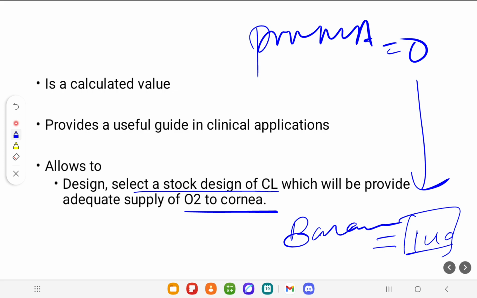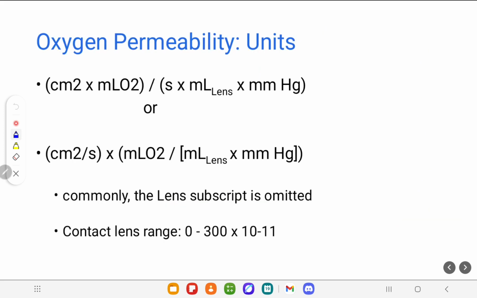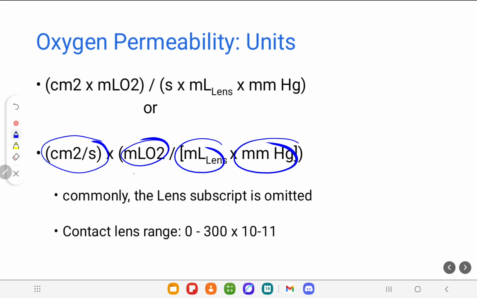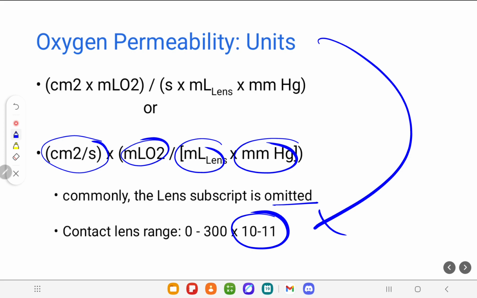So that's how we compare. So oxygen permeability unit, I have already told you that unit is most important, because a lot of time MCQs come from unit. I have already told you it is centimeter squared per second, multiplied by mole of oxygen dissolved per mole of material per mmHg. And commonly the unit subscript is omitted. Another point, oxygen permeability unit is always 10 to the power minus 11.